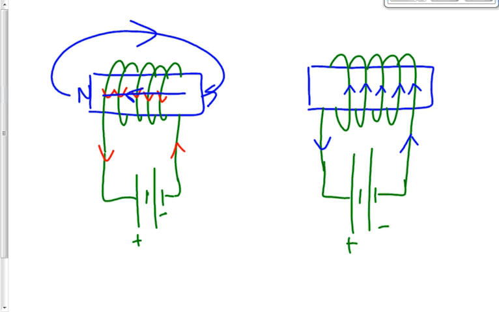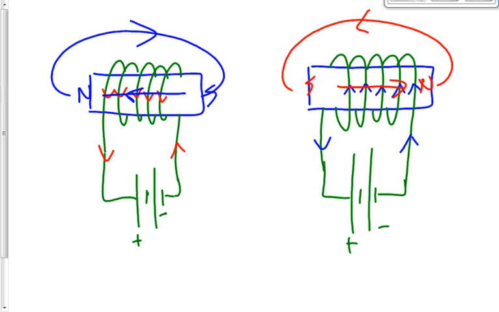Which way do my fingers need to point in front of the coil? Up. Which way is my thumb pointing? To the right. So the magnetic field is this way. That makes this end the north and this end the south.